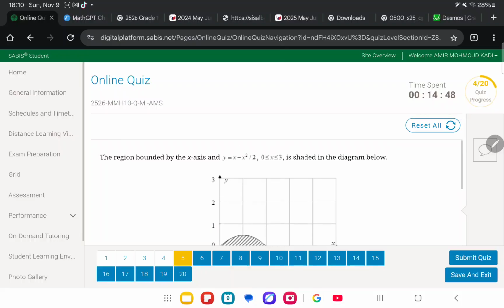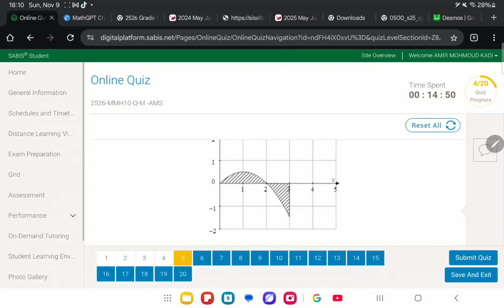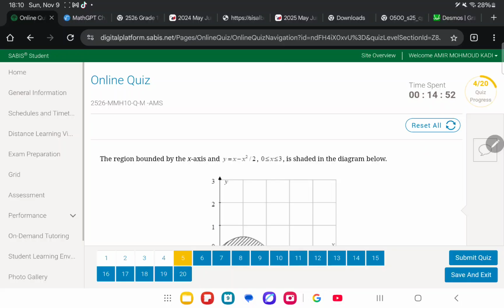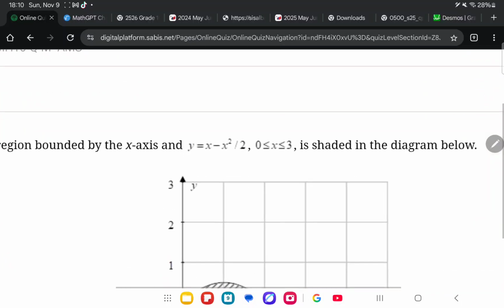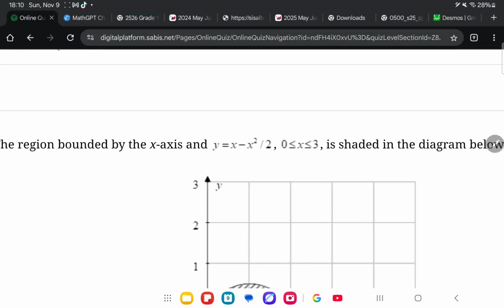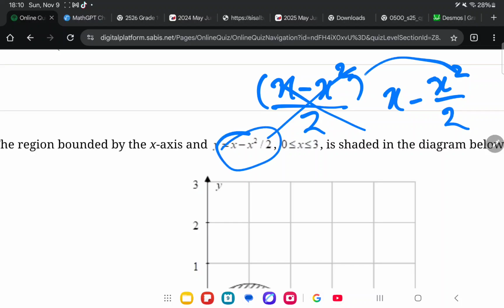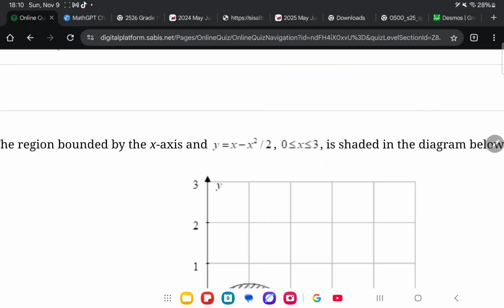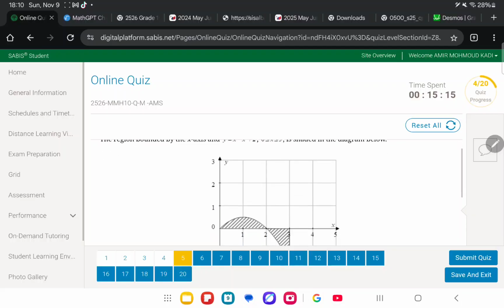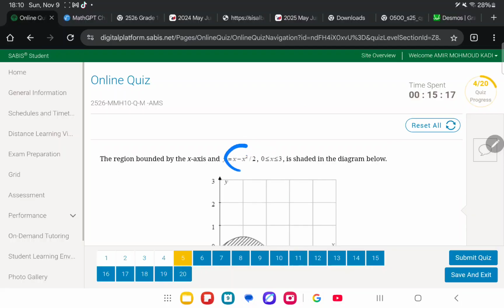Now over here, this is where some might fumble. Over here, y is equal to x minus x squared over 2. To be specific, it is not x minus x squared over 2 like this. It is instead x minus, and then separately x squared over 2. This is what they want. This is what I got a mistake on because I didn't understand this one fully. Only because of this part right here.